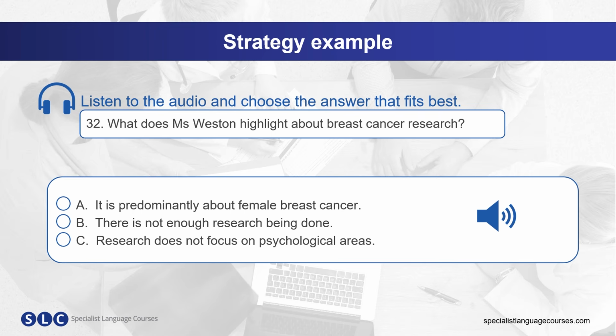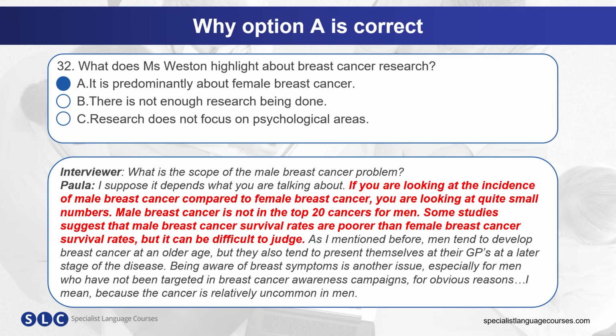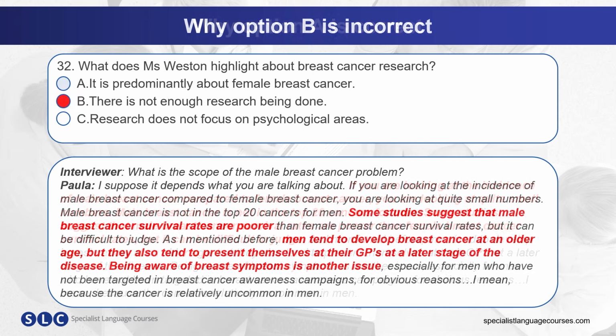And the correct option is A. A says that it's predominantly about female breast cancer research. Ms. Weston states that the incidence of male breast cancer is low in comparison to female breast cancer, and it's not in the top 20 cancers for men. She then goes on to talk about survival rates, but states that it's hard to judge due to other factors. Therefore, the answer is implied as the lack of research for male breast cancer is because it's more commonly about female breast cancer.